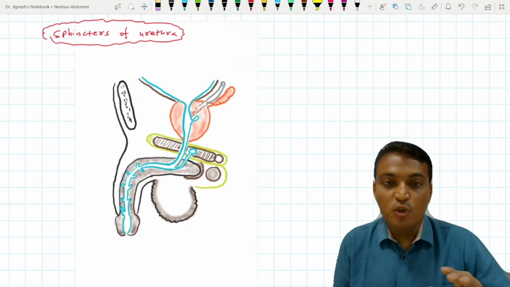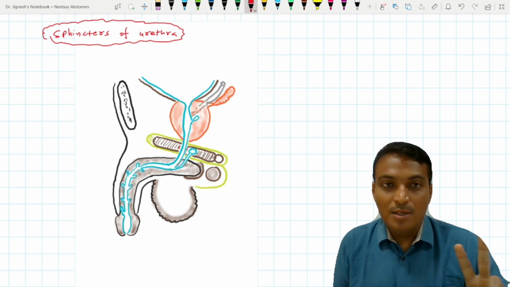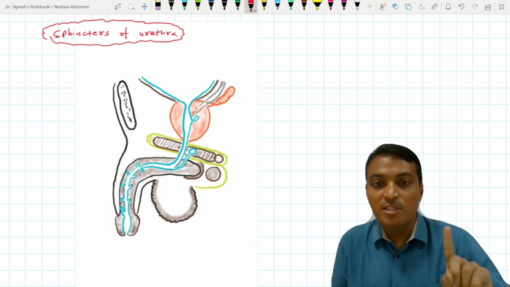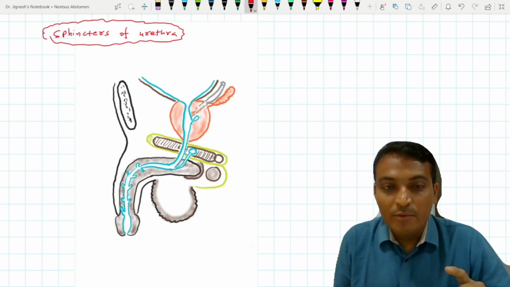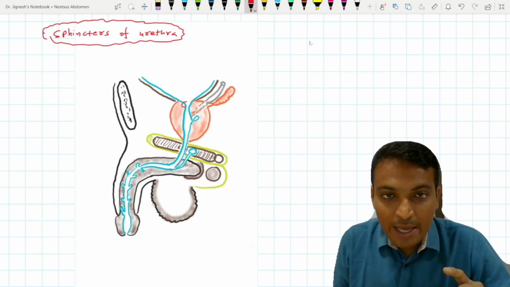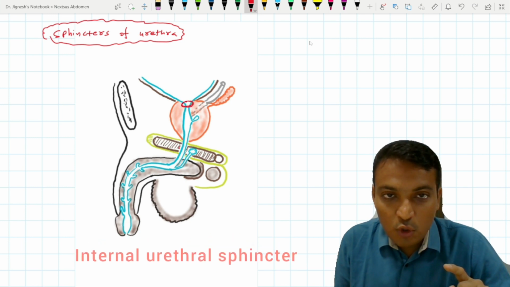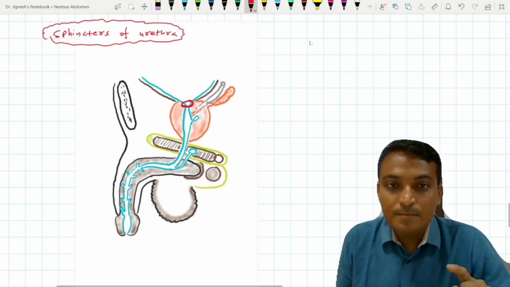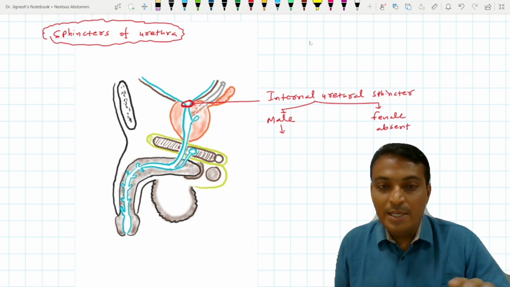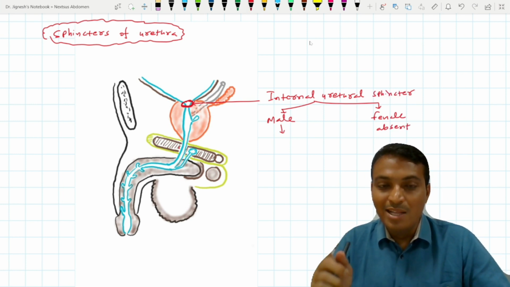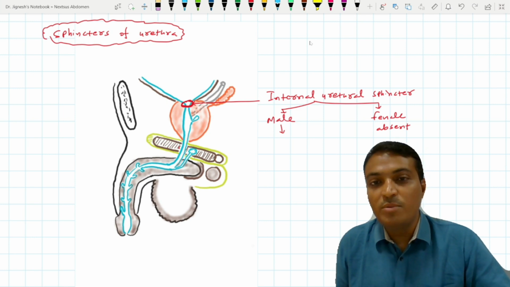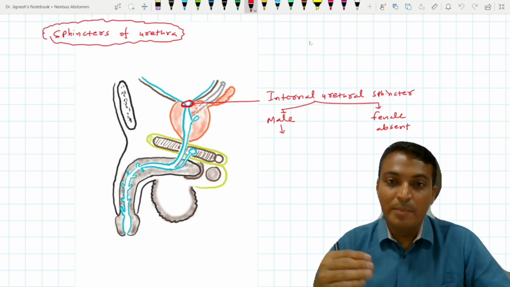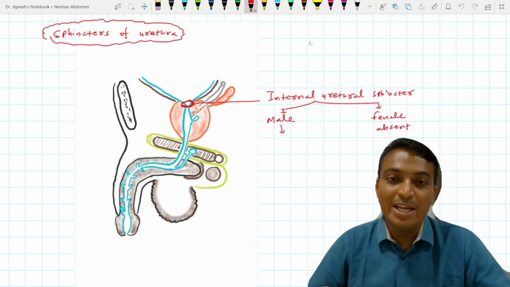Now let's see the sphincters of the urethra. There are two sphincters of the urethra in the male and only one sphincter in the female. The sphincter situated at the neck of the bladder at the internal urethral orifice is called the internal urethral sphincter, which is present only in the male. This internal urethral sphincter is formed by the middle circular layer of the detrusor muscle of the urinary bladder, which is purely involuntary in nature and is responsible for preventing the backflow of semen during ejaculation.